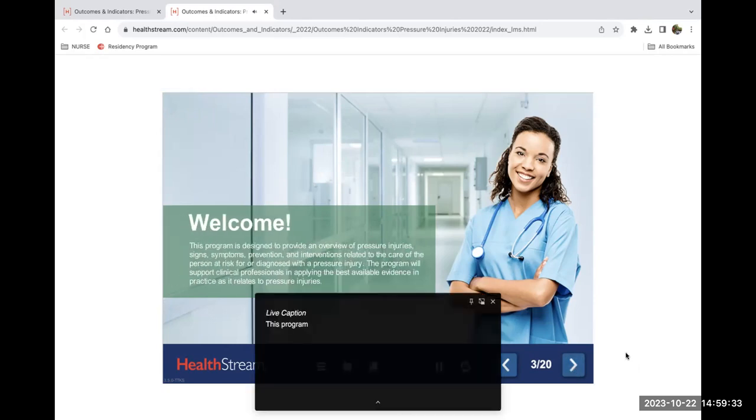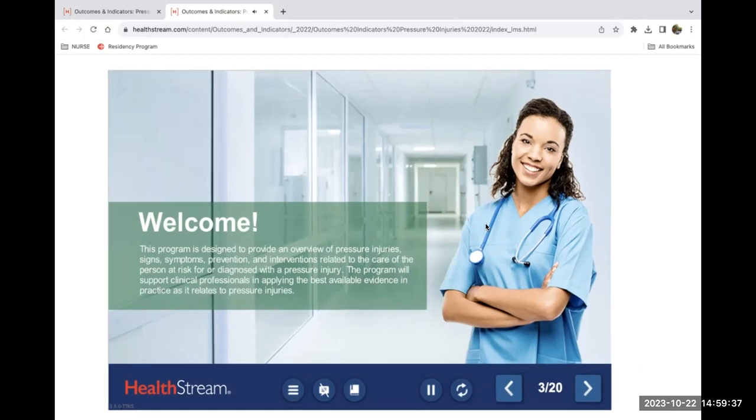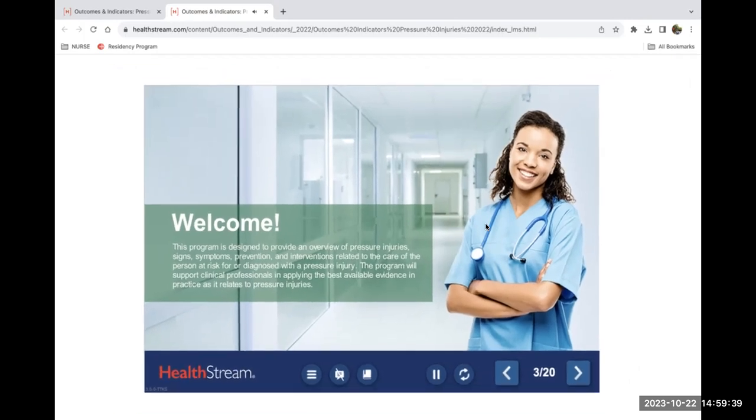This program is designed to provide an overview of pressure injuries, signs, symptoms, prevention, and interventions related to the care of the person at risk for or diagnosed with a pressure injury. The program will support clinical professionals in applying the best available evidence in practice as it relates to pressure injuries.